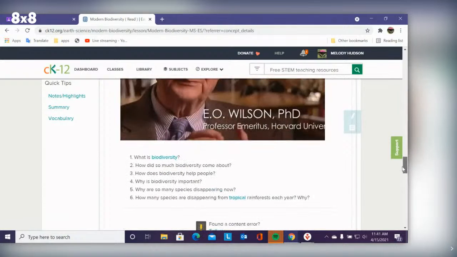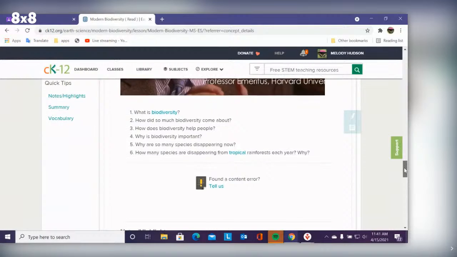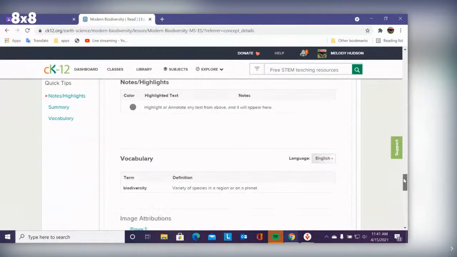But here are some more questions. What is biodiversity? How did it come about? How does it help people? Why is it important? And why are species disappearing now? Think of those different things that we talked about. And they're disappearing from tropical rainforests. And we've talked about that as well in prior lessons.